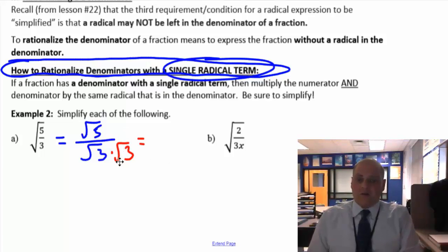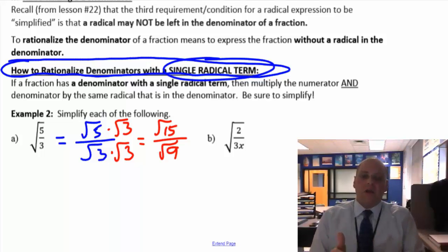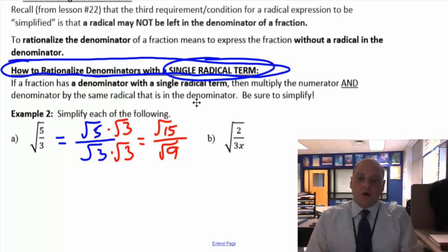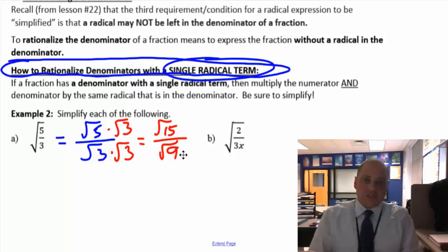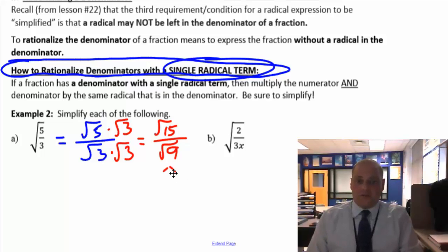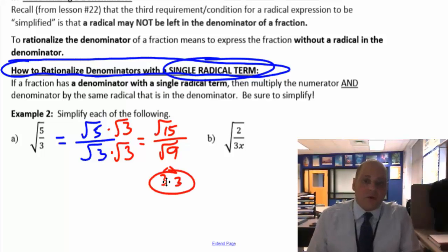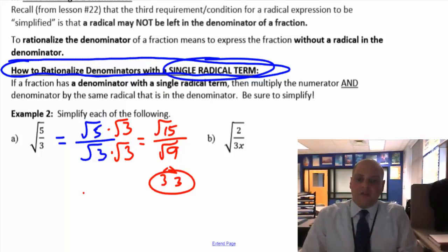All right, so whatever you do to the bottom, you do to the top. I'm going to multiply both the top and bottom by radical 3. So that's going to give me radical 15 over radical 9. But I still have that radical in the denominator, but it's a perfect square root. Square root of 9 is 3, just 3. You can break it up, right? 3, 3, and there's my pair of 3's. Or you can just do square root of 9. Square root of 9 is 3. All right, so that's going to be square root of 15 over 3.